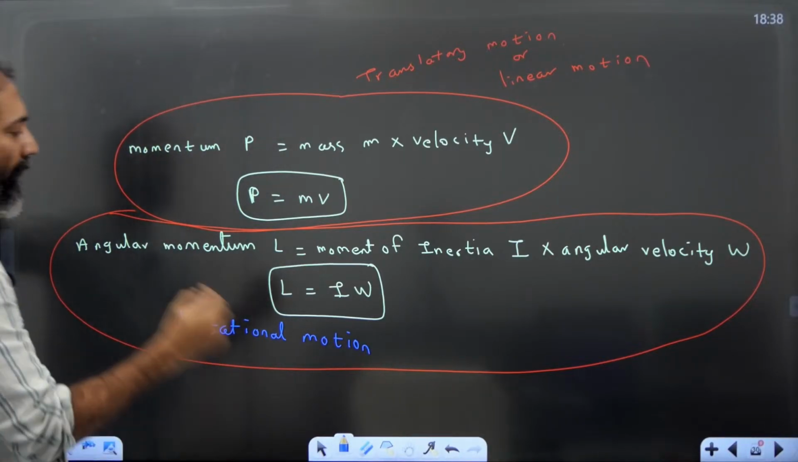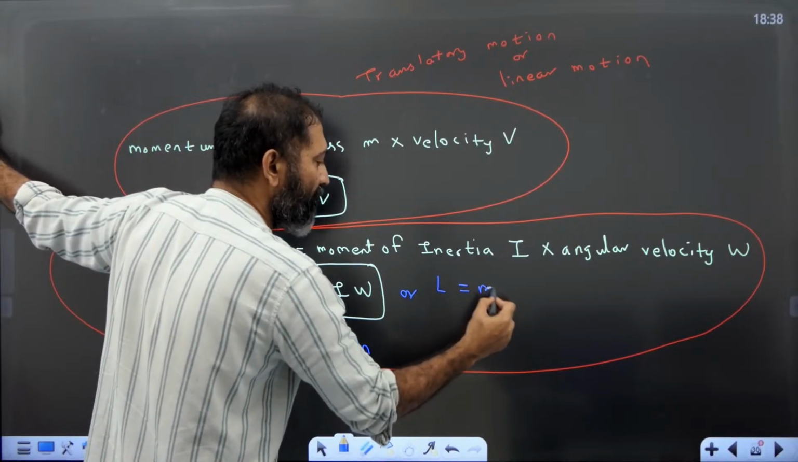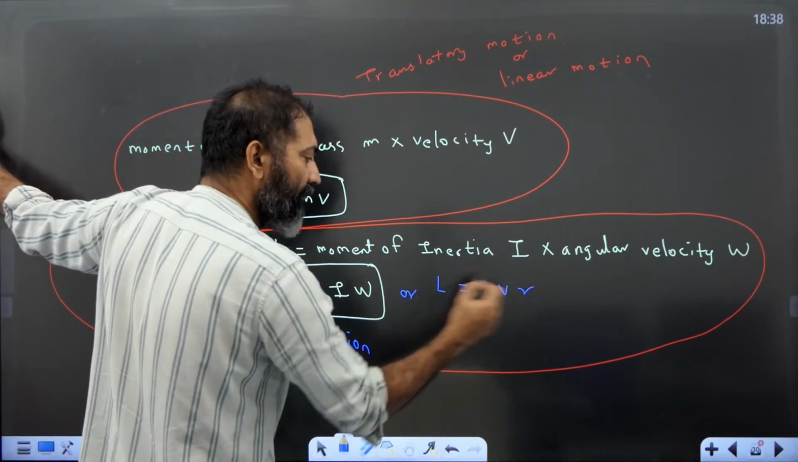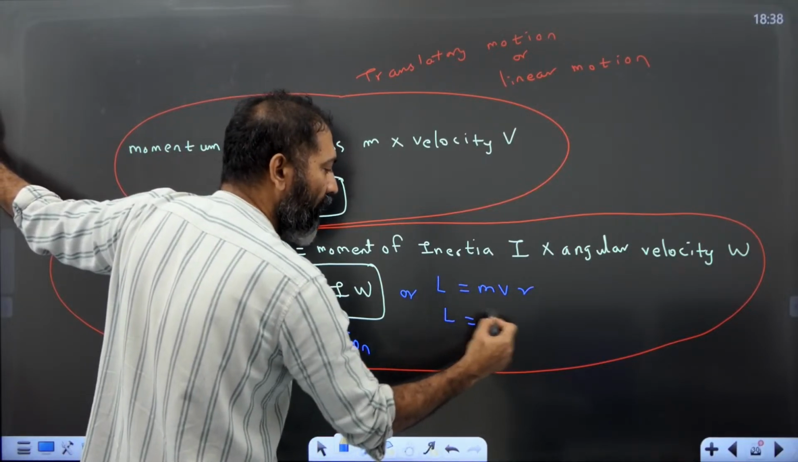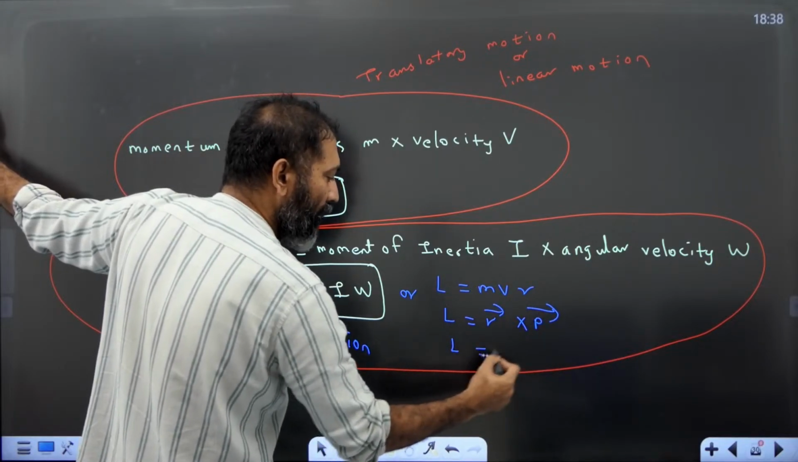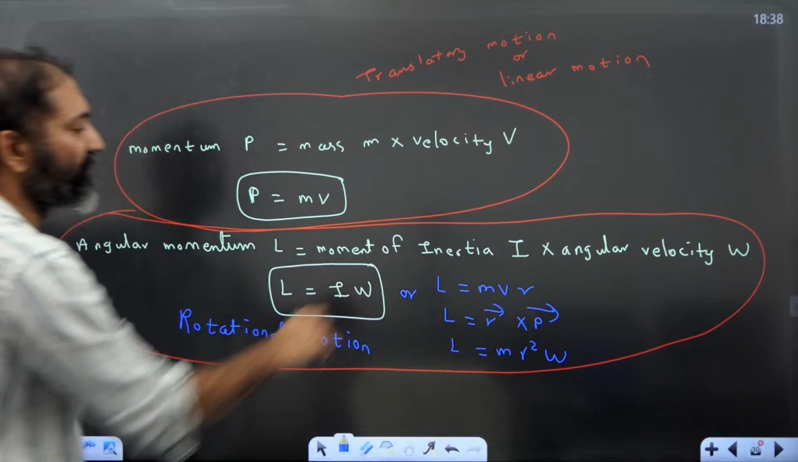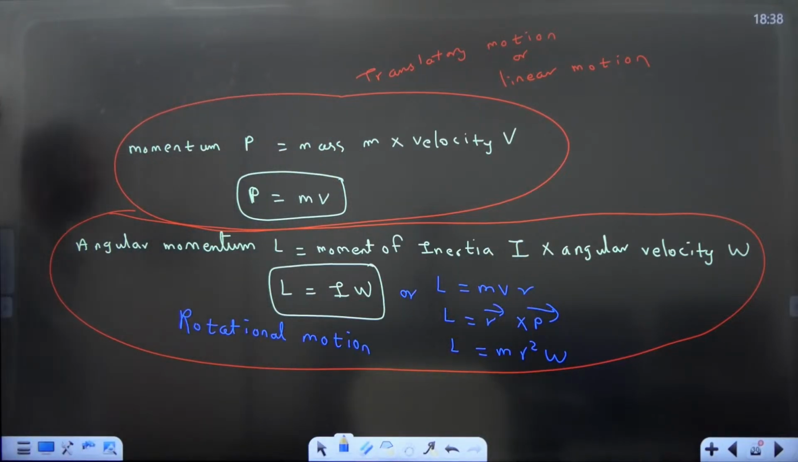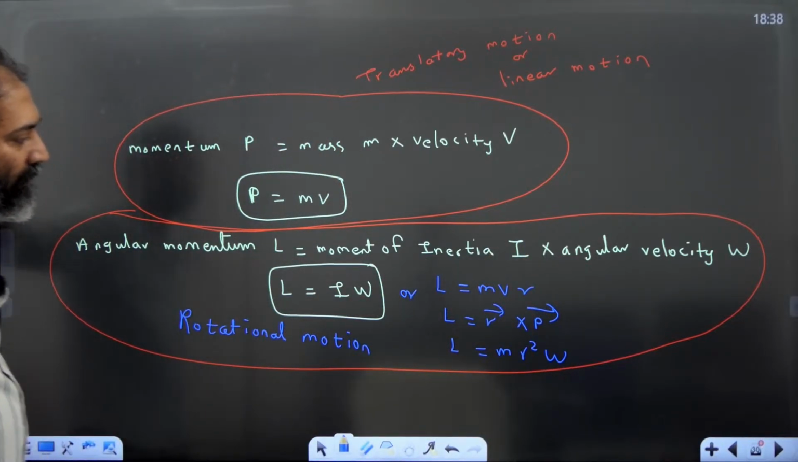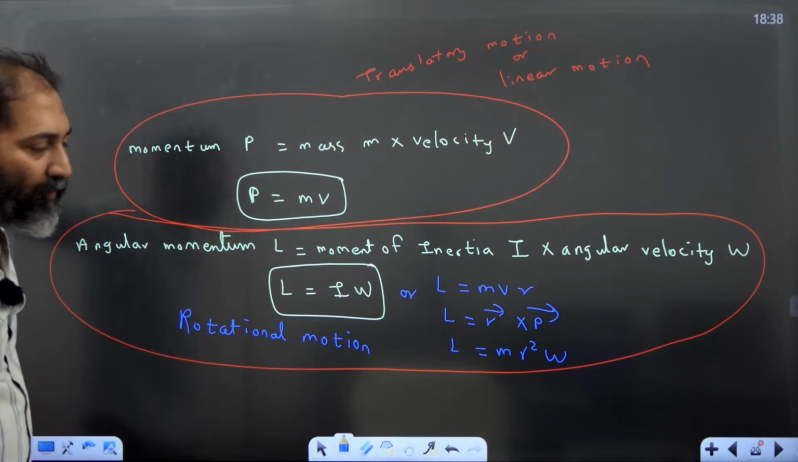Now remember, L can be written in other formats also. L equal to mass into velocity into radius. That is also there. L equal to R vector cross P vector. That we have seen. L equal to mr square omega. All these equations represent angular momentum. Any doubt?